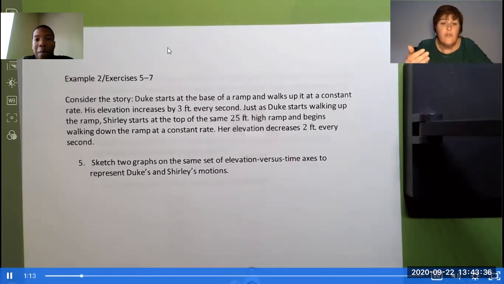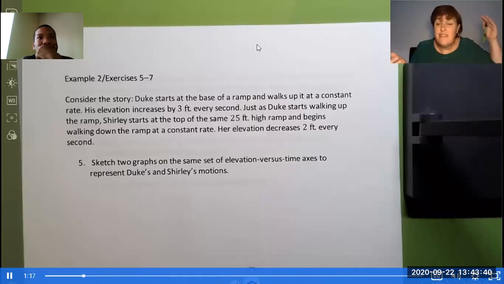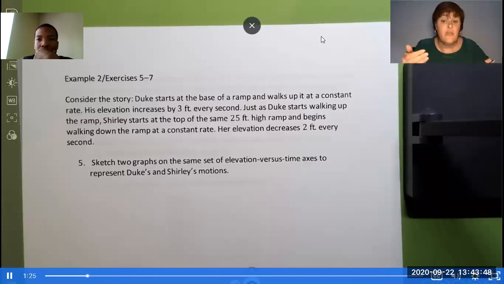Just as Duke starts walking up the ramp, Shirley starts at the top of that same 25-foot high ramp and begins to walk down the ramp at a constant rate. Her elevation decreases 2 feet every second.